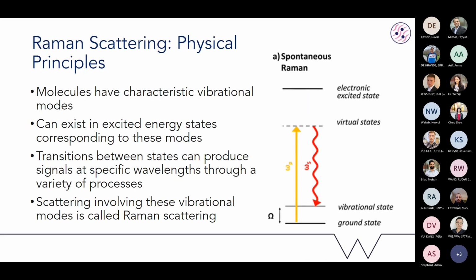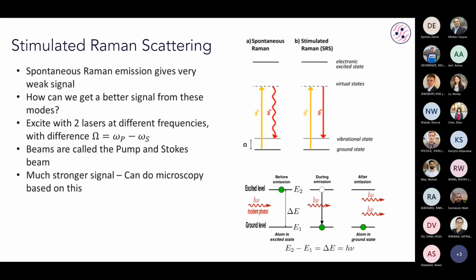Now this spontaneous Raman scattering gives quite a weak signal. It decays randomly in a characteristic short time scale in random directions. It's not particularly great for microscopy. So what you can do to fix that is look at something called stimulated Raman scattering, where you add a second laser beam. So you have now two laser beams at two different frequencies, and the difference between those two beams you tune so that the difference in energy matches the vibrational state that you are wanting to probe.